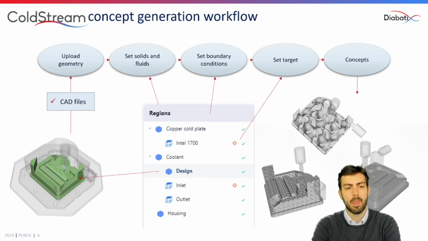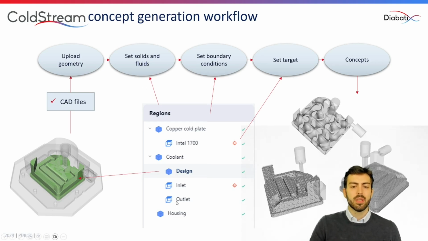How does it work? You first need to upload your CAD files. That's the same thing you would do in a CFD program. You have your CAD files, you upload them to ColdStream. ColdStream will then split it up into different regions based on the different regions in your CAD assembly, your STEP files. Then you need to set, similar to CFD, your materials. For example, we have a copper heat spreader here. We want some coolant in the fluid domain, and we want the housing to be from aluminium. So you need to set some material properties and so forth.